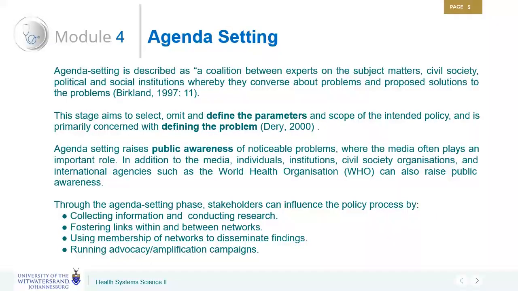Slide 5 looks in more detail at the agenda setting phase. Agenda setting is described as a coalition between experts on the subject, civil society, and political and social institutions, where they sit and discuss the extent of a problem, and they come up with initial suggestions in terms of how to address that problem. At this stage, what we're trying to do is define the parameters of the problem by understanding how severe this issue is. What are the other factors that we have to consider in addressing this problem?